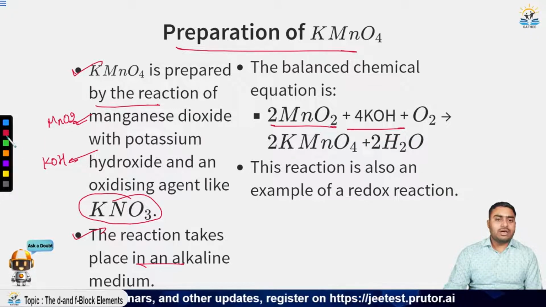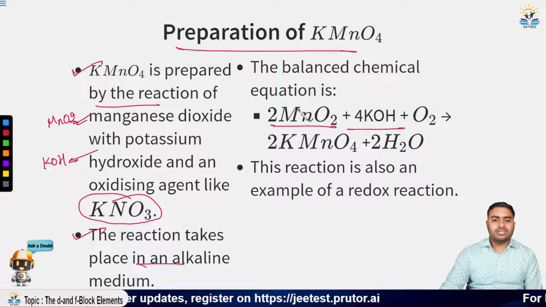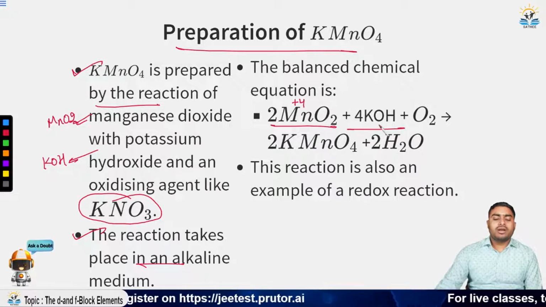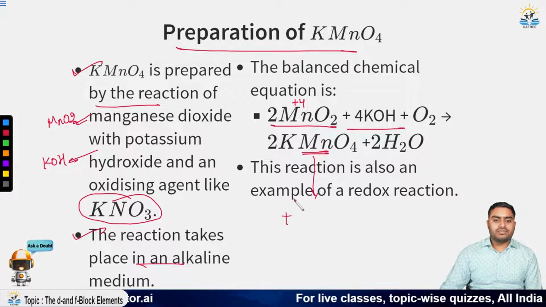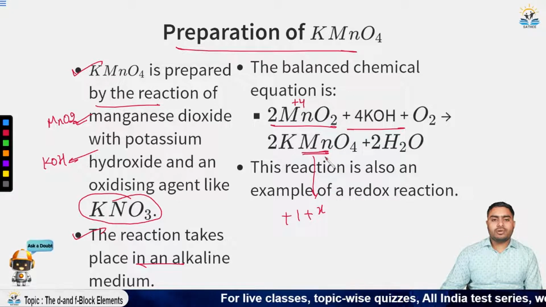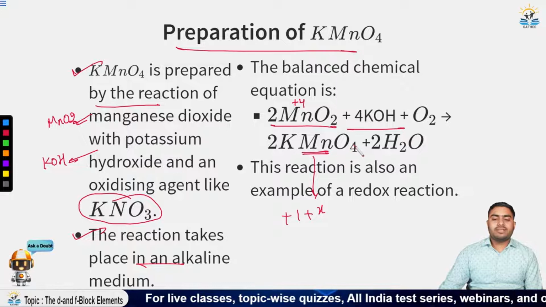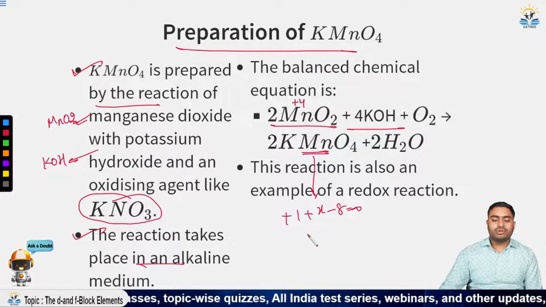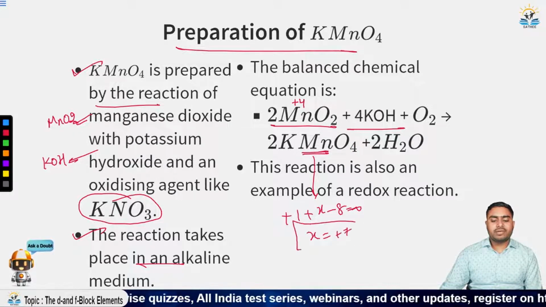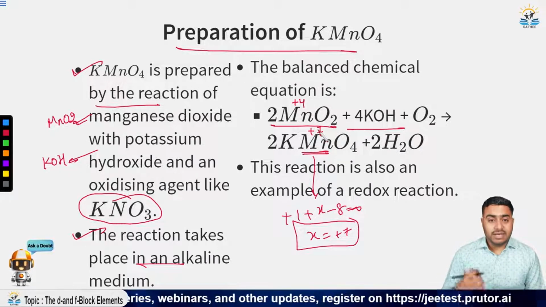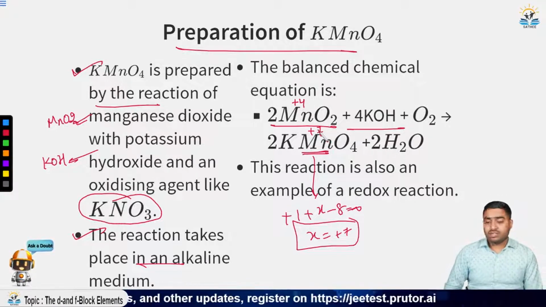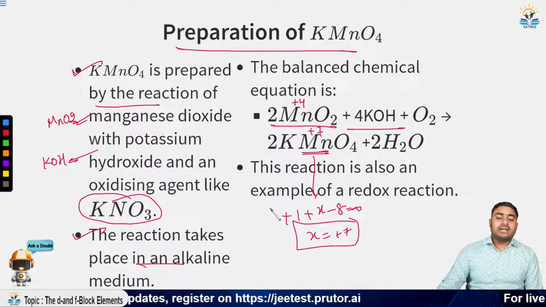If you want to calculate the oxidation state, you can see the oxidation state of manganese is plus 4 here, right? And you can calculate the oxidation state of manganese here: plus 1 for potassium and X for manganese, not magnesium, and minus 8 for oxygen, equal to 0. You will get plus 7. So definitely plus 4 to plus 7 it is going. Plus 4 to plus 7 means oxidation number increases, means oxidation takes place. Okay, let's move to the next point.